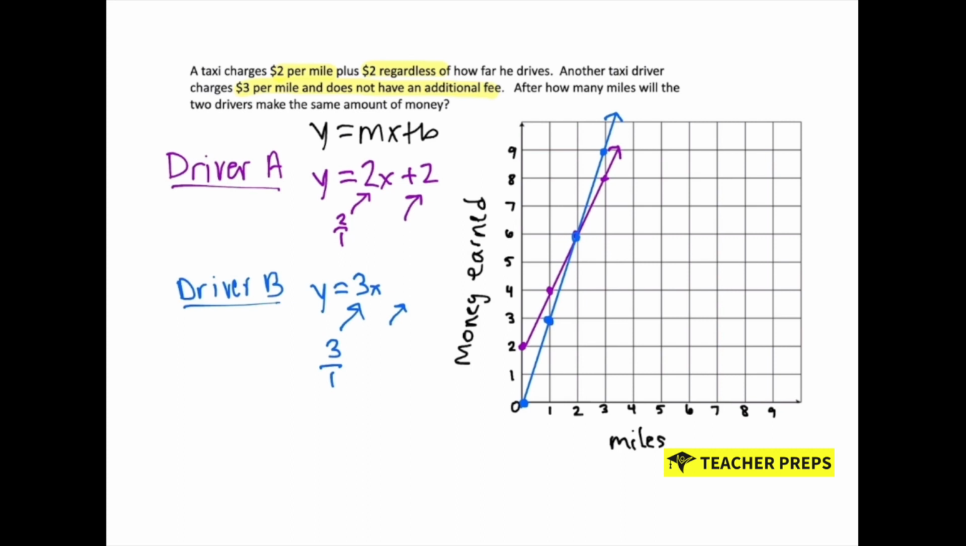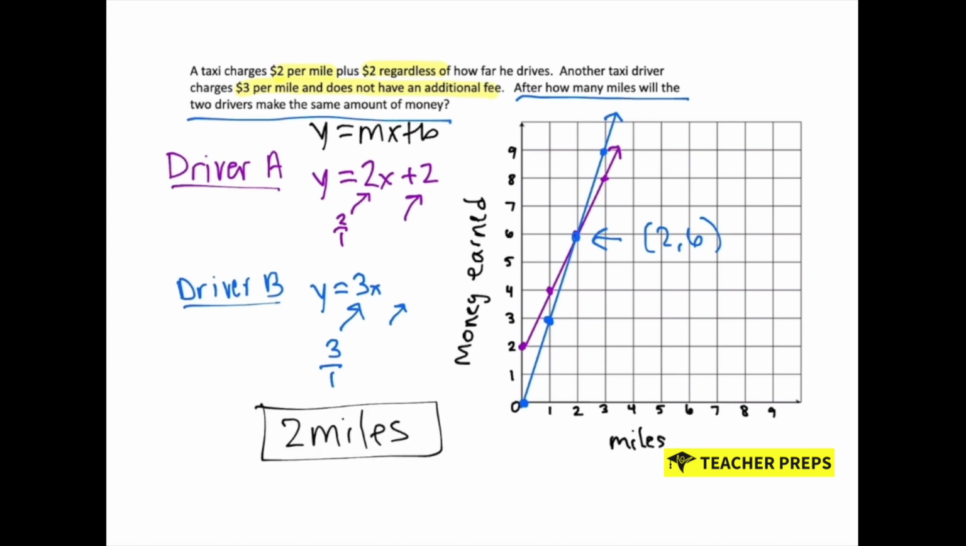Where do they intersect? You can see they intersect at (2, 6). So the question asks, after how many miles will the two drivers make the same amount of money? The answer is after 2 miles. After 2 miles, driver B is going to start making more money than driver A.